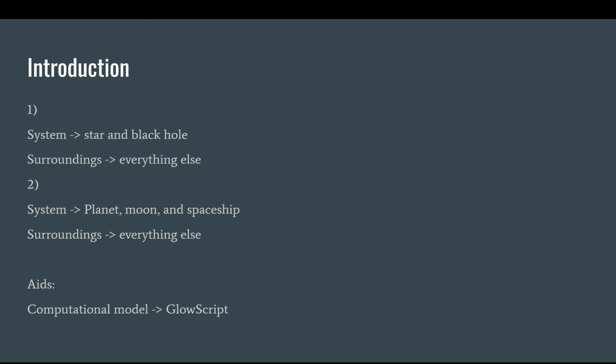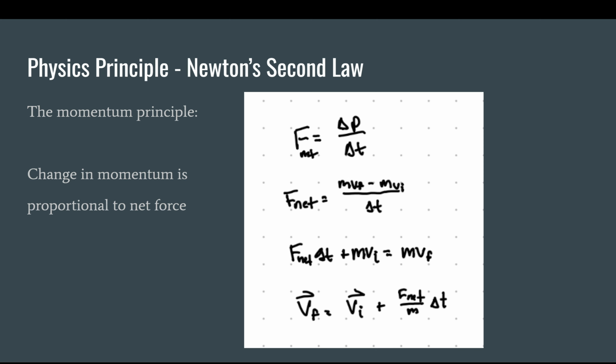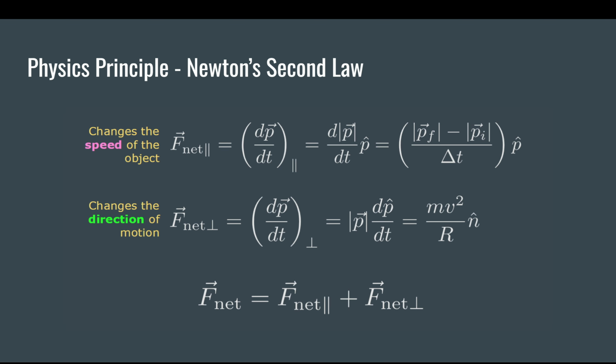Part 2: planet, moon, and spaceship, while everything else is in the surroundings, and we'll be using GlowScript as a computational model. The physics principles: Newton's second law. We've been using this for the past 2 labs. We know F net is change in momentum over change in time. We can get the velocity update formula from that.